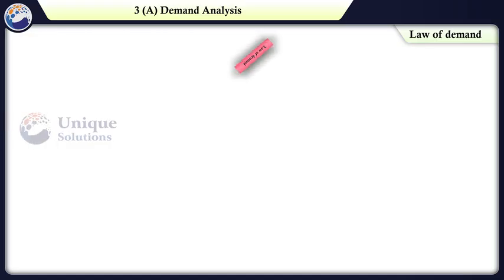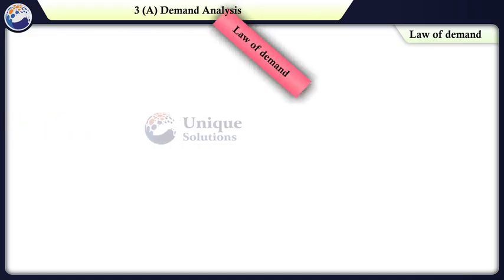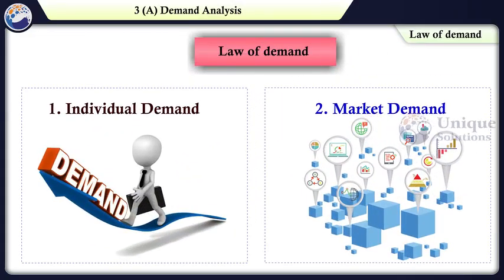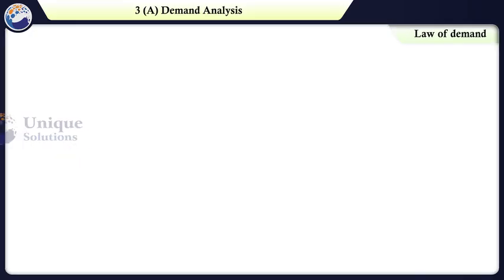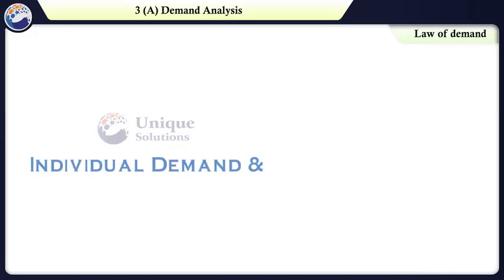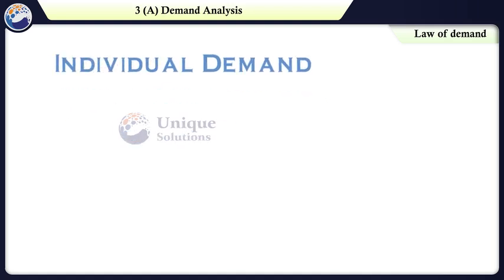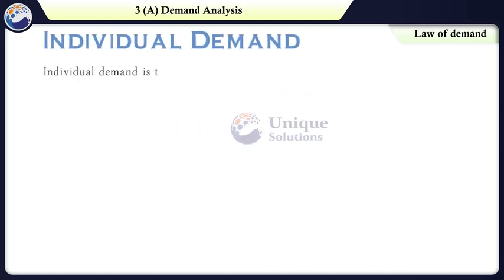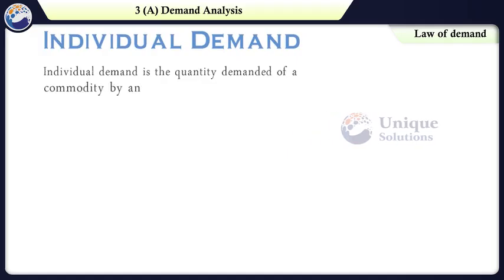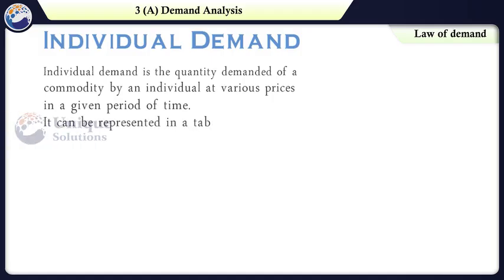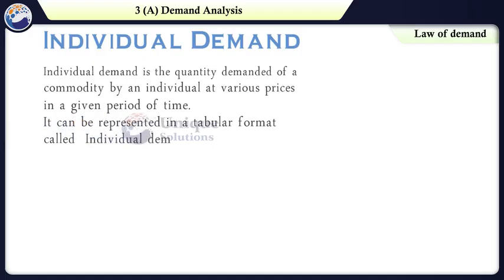Law of demand. Law of demand is divided into two parts. First, individual demand. Second, market demand. Individual demand. Individual demand is the quantity demanded of a commodity by an individual at various prices in a given period of time. It can be represented in a tabular format called the individual demand schedule.